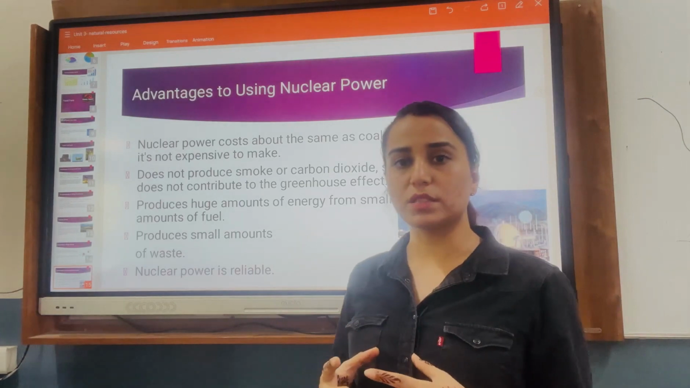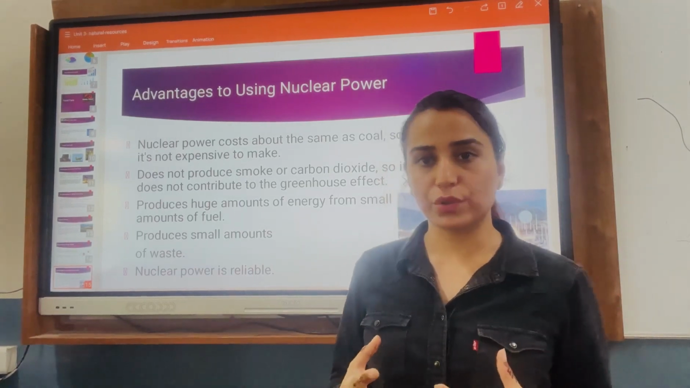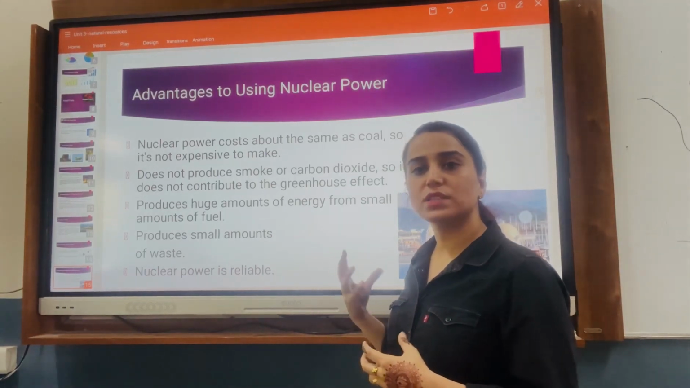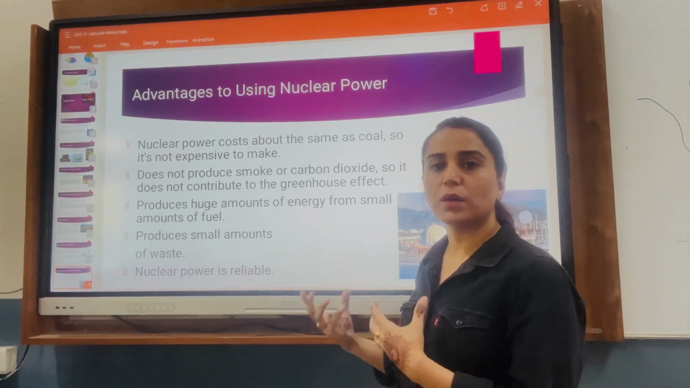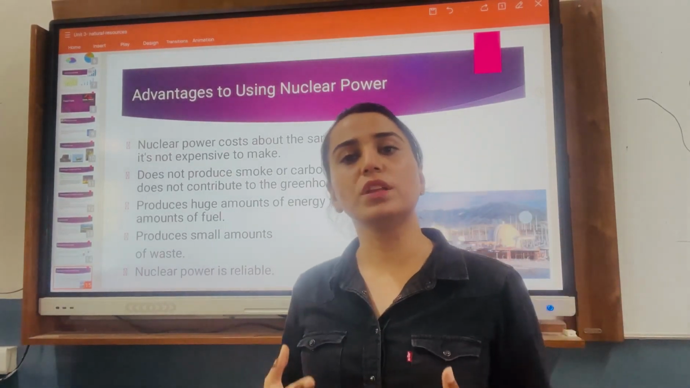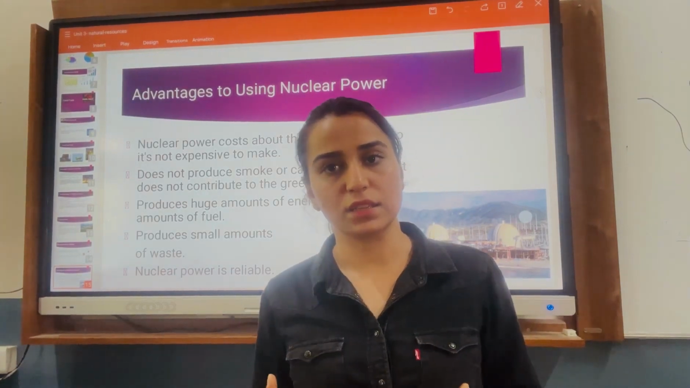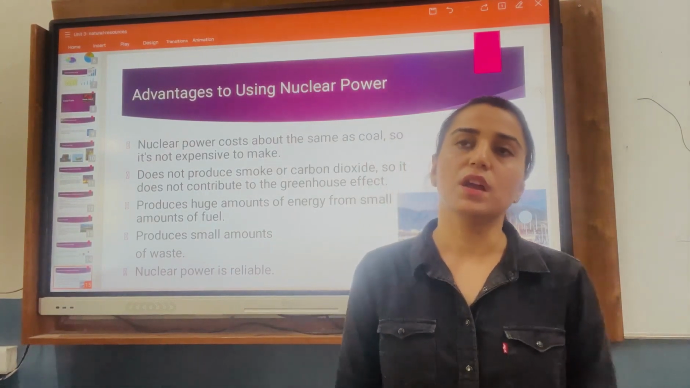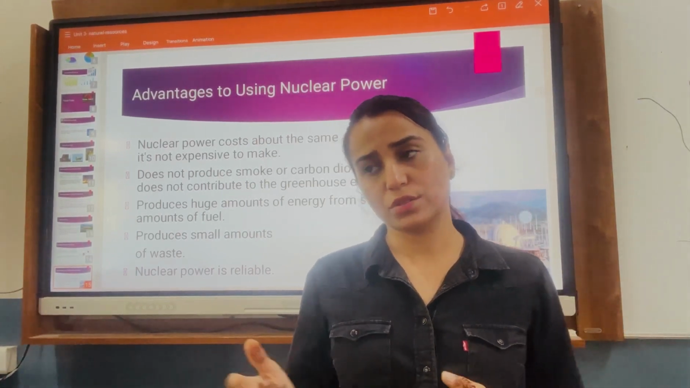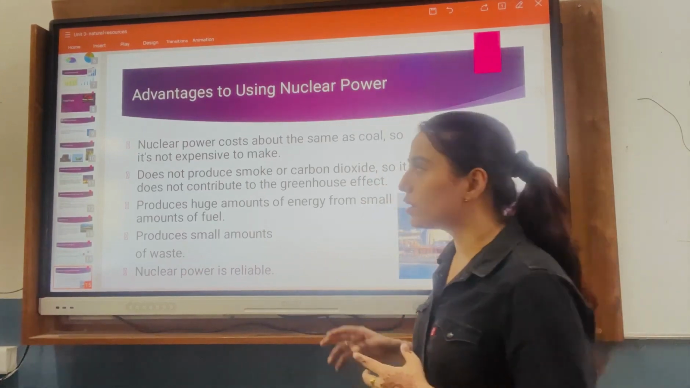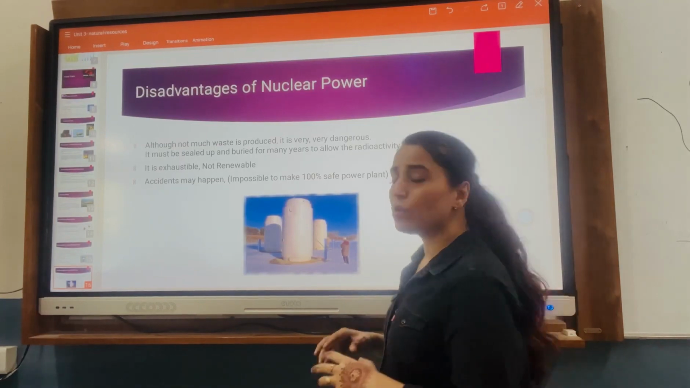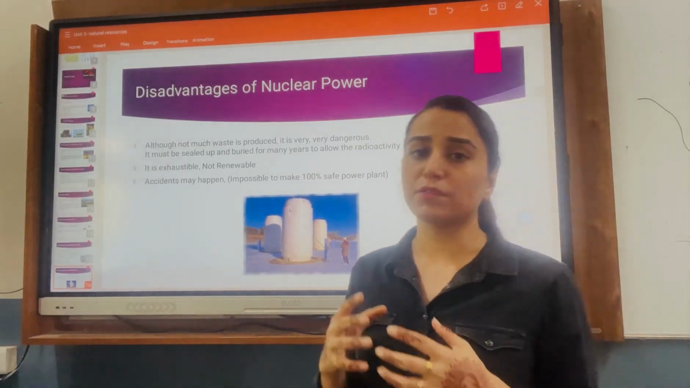बहुत कम fuel के इस्तेमाल से बहुत ज़्यादा energy हम लोग produce कर सकते हैं in case of nuclear power. Produces small amount of waste. बहुत ज़्यादा waste भी produce नहीं होता है. बहुत कम waste produce. And nuclear power is also very much reliable. हम लोग nuclear power पे बहुत ज़्यादा rely कर सकते हैं as compared to other renewable resources. Because yes, it is exhaustible, but we have lots and lots of uranium, at least for 100 to 200 years.